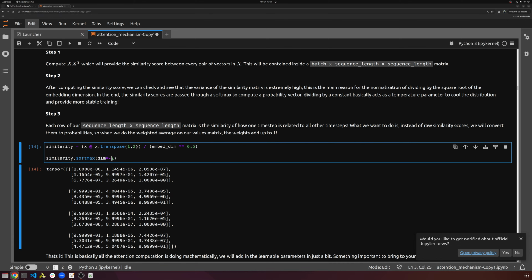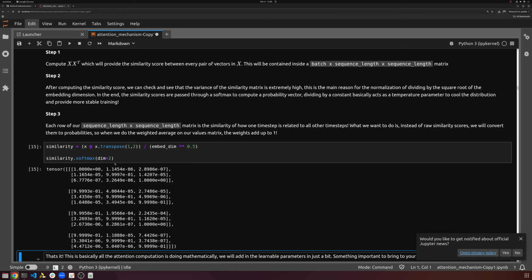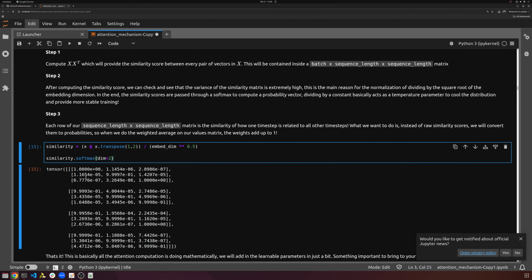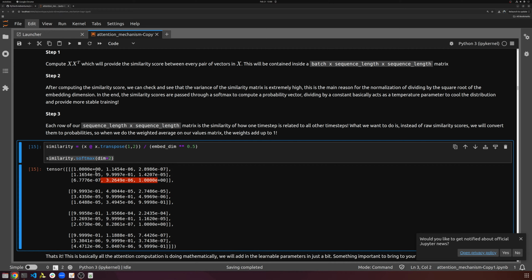If we did 1 instead of -1, then it would do it along the columns. So actually, this is also the equivalent of dim equals 2, right? So 2 will do it along the rows. 1 would have done it along the columns, which is not what we want. And then 0 would have done it along the batch, which is also not what we want. So we want to do it along the rows for each of these attention matrices.